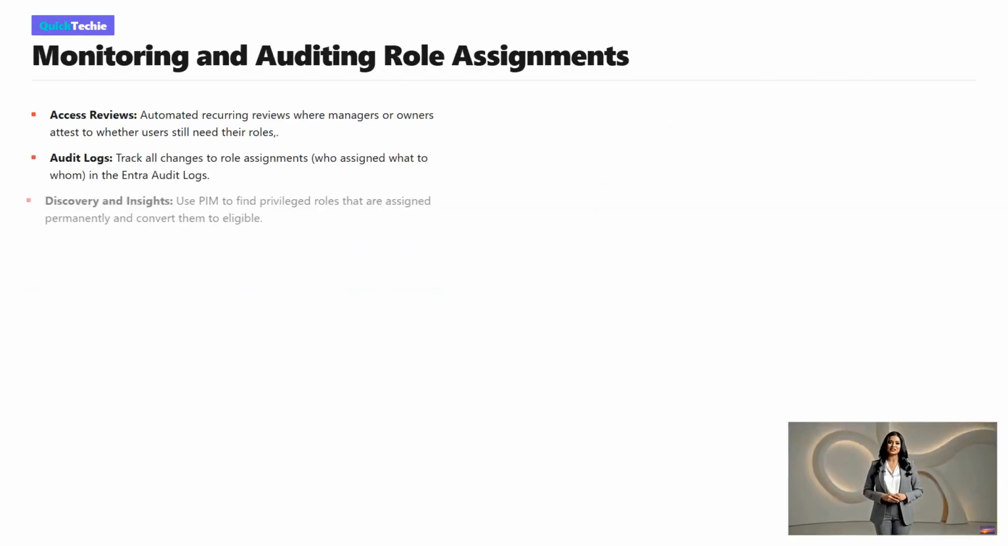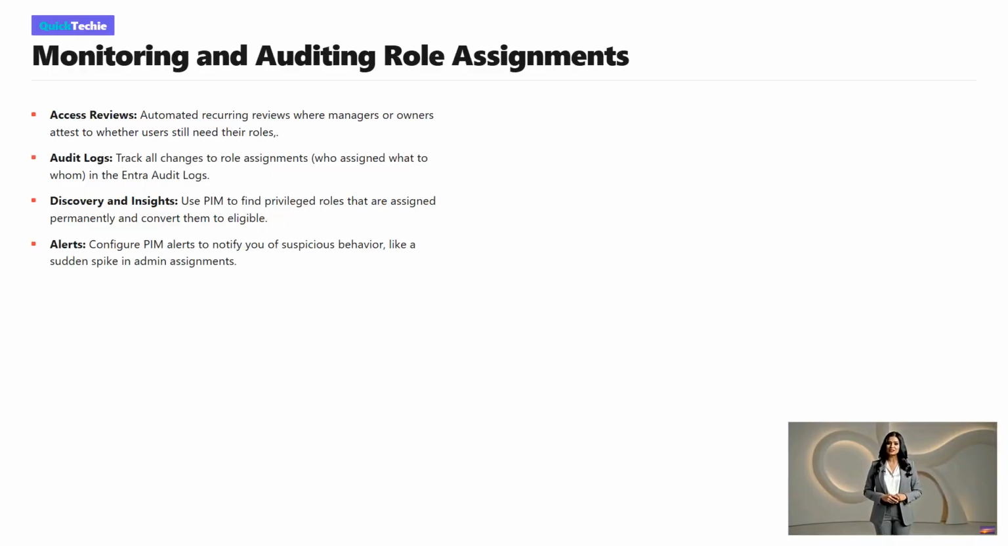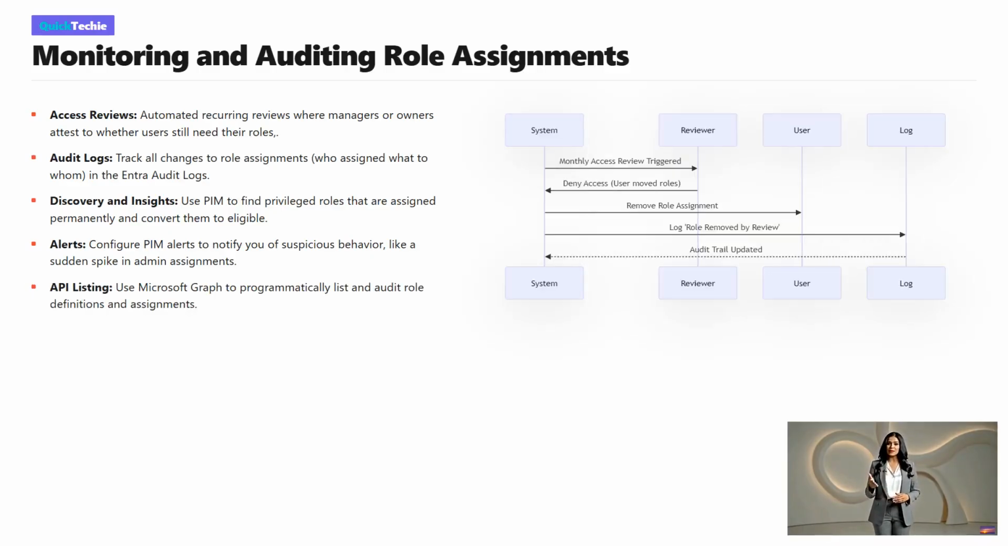Finally, you cannot manage what you don't monitor. You must set up access reviews. These are automated processes that ask managers, does this user still need this role? If they don't respond, access can be automatically removed. You should also utilize PIM's Discovery and Insights to find legacy permanent assignments and convert them to secure eligible ones.